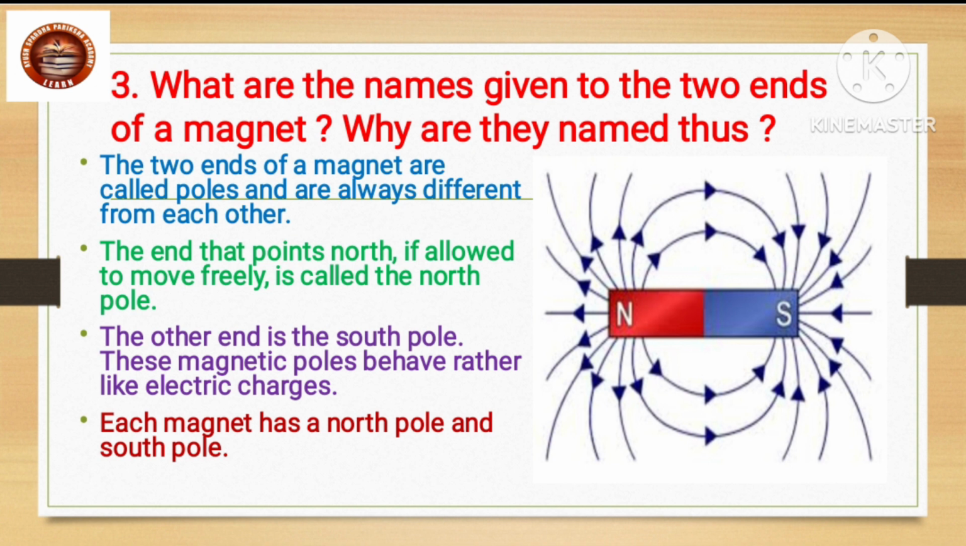Question third. What are the names given to the two ends of a magnet? Why are they named thus? The two ends of a magnet are called poles and are always different from each other. The end that points north, if allowed to move freely, is called the north pole. The other end is the south pole. These magnetic poles behave rather like electric charges. Each magnet has a north pole and a south pole.